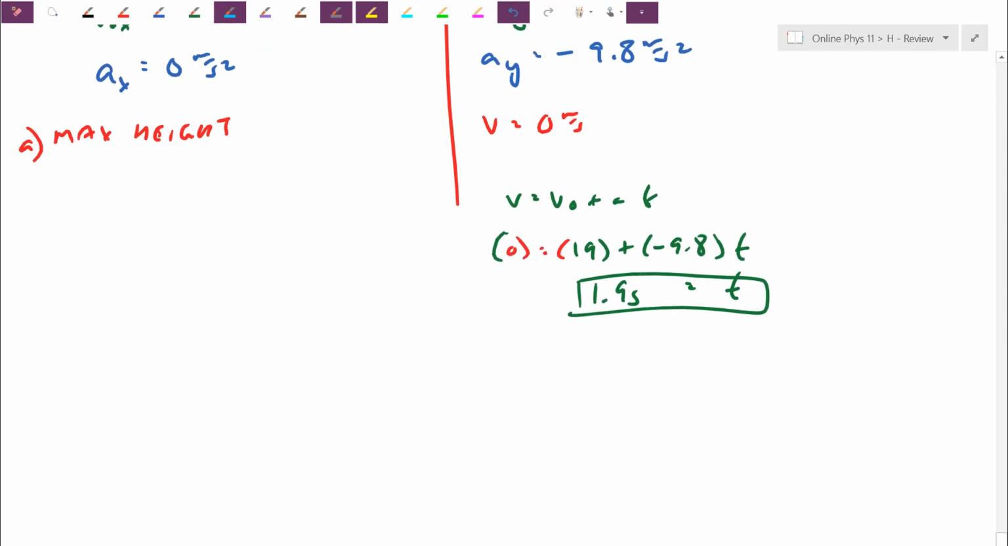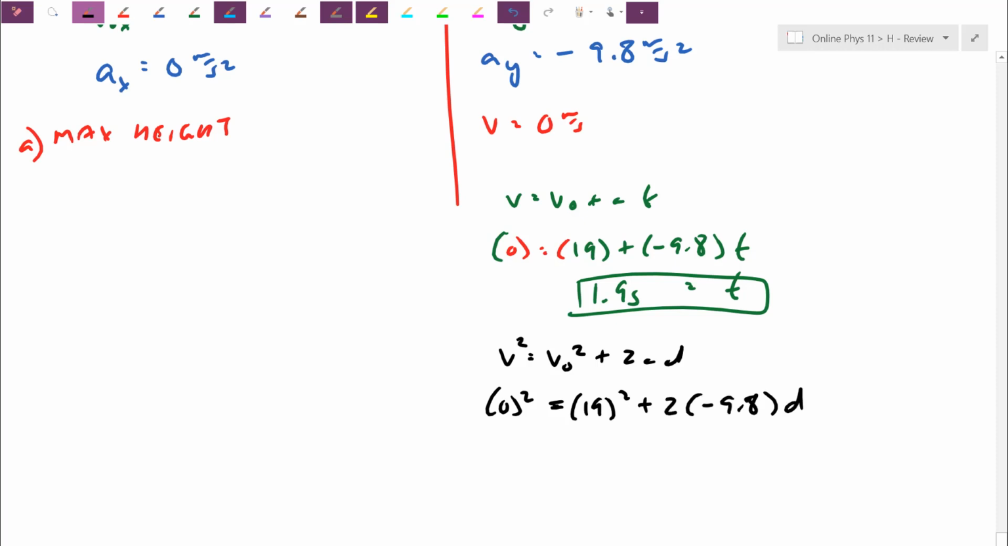Well, what's the distance then? Well, now you know the time, you can actually use the d is v naught t and whatever. That formula just is a little bit harder. So let's try the other formula here. V squared is equal to v naught squared plus 2ad. Again, at max height, I'm 0 speed. V naught squared here was 19 squared, just the vertical part of the motion, plus twice. That negative is important because that means downwards, times d there.